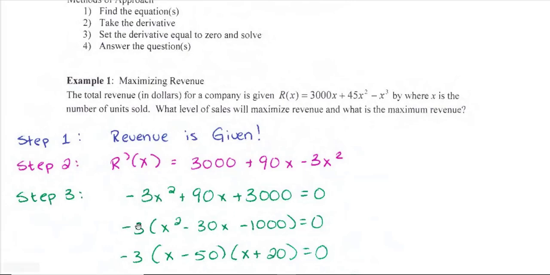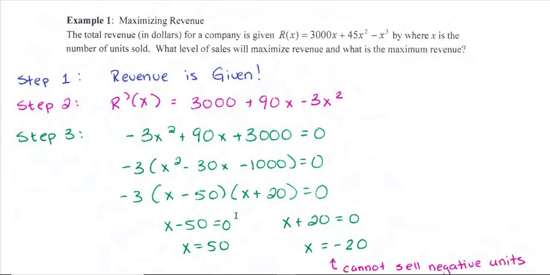I pulled out a negative 3, and then I factored the x squared minus 30x minus 1,000 into x minus 50 times x plus 20. Set each factor equal to 0, and I get x equals 50 and x equals negative 20. But x is the number of units sold. You can't sell negative units, so this answer doesn't help us. This answer doesn't count, so we ignore it. And so x is 50.